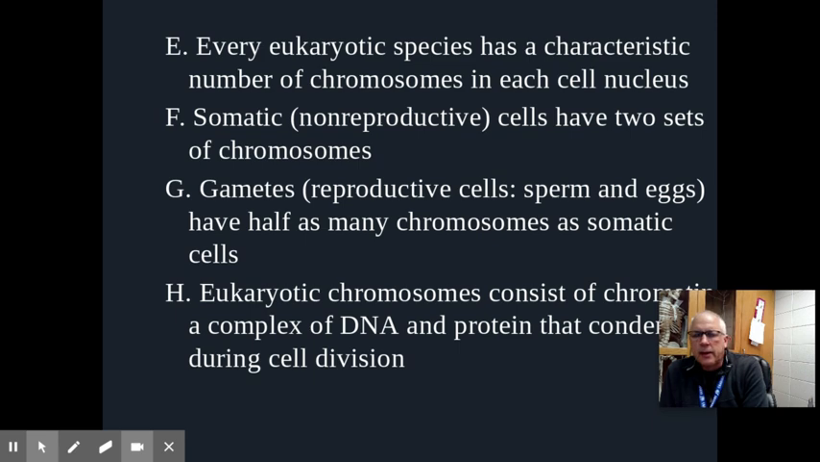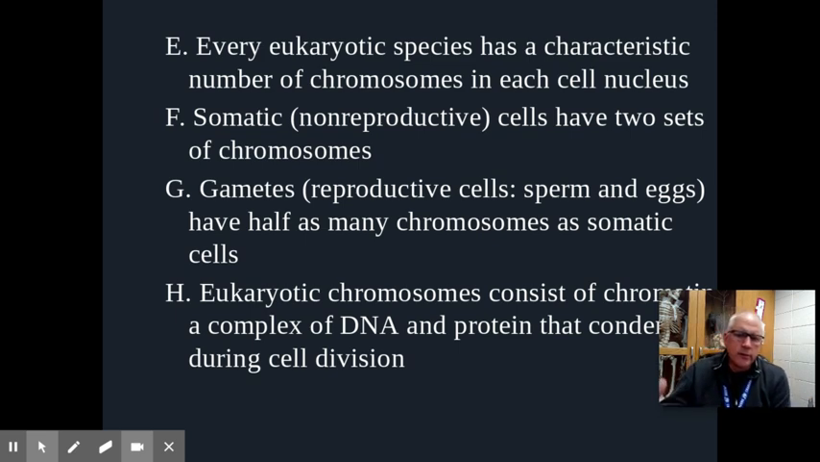Somatic cells, blood, skin, muscle, bone, we call those the non-reproductive cells. They have two sets of chromosomes, one from mom, one from dad. Gametes, the reproductive cells, sperm and egg, they only have half. If you remember that from Bio 1, we get a haploid number, which makes sense because if I get 23 and 23 and the egg and sperm unite and fertilize, then I get the right number. If I don't do that, I'm going to have too many. So that's a very important concept to understand.